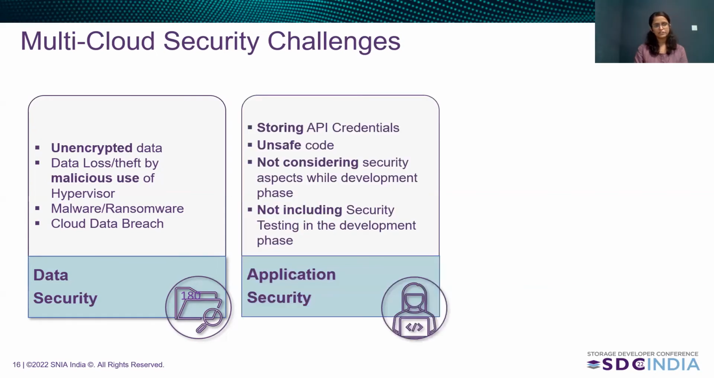Next comes application security. Now let's consider applications in two layers: the cloud-based applications we are developing, and the cloud-based applications we are using or consuming for our business needs. Some examples here are having unsafe code written in the applications, storing API credentials and not rotating them, not considering the security aspect during the development or testing phase of the applications, or not having a business continuity plan, right?